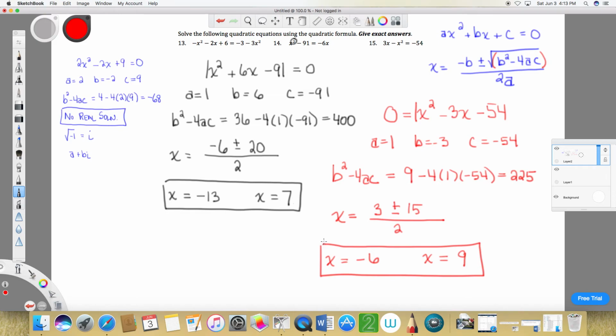So I'm fairly confident that you guys are going to be very good using the quadratic formula, just because, I mean, you've seen it so many times.